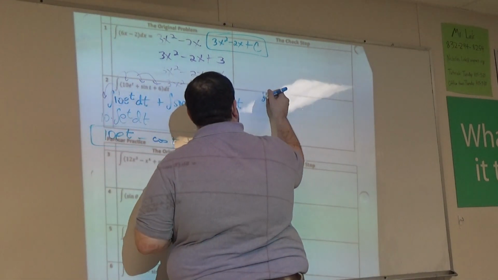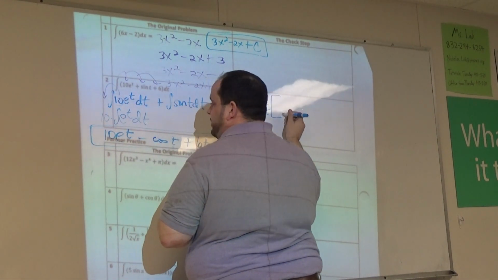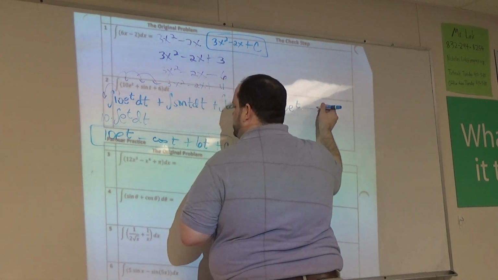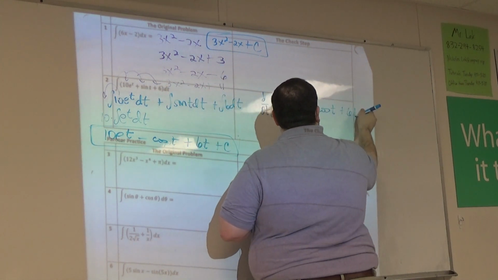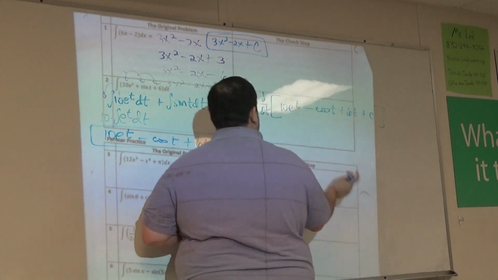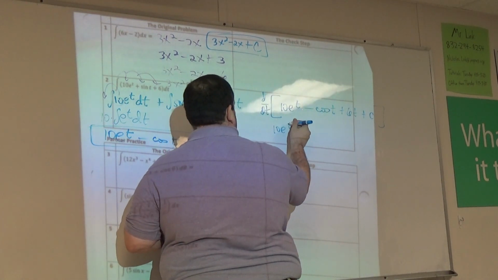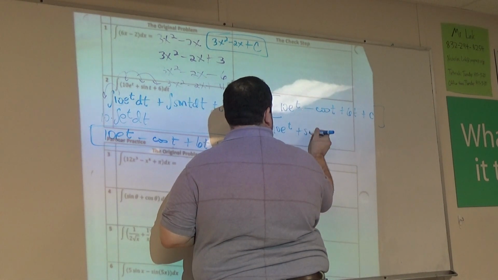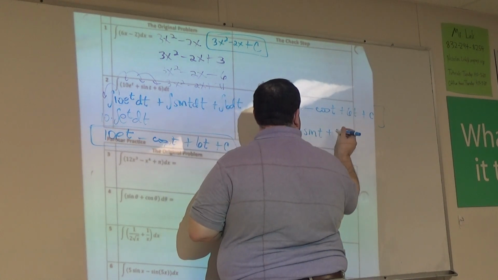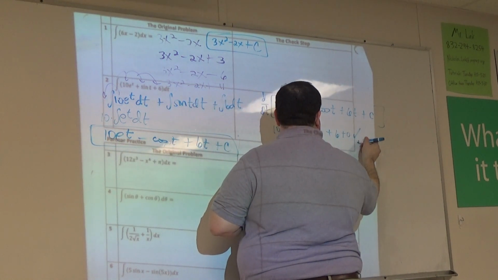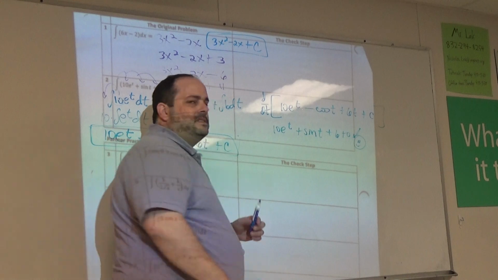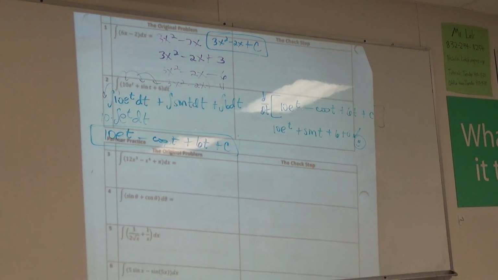I want to see a derivative. Find me the derivative of 10 e to the t minus cosine of t plus 6t plus Charlie. Derivative of 10 e to the t, 10 e to the t. Derivative of negative cosine, positive sine, plus 6 plus 0. Check. Smiley face. The smiley face is optional. The check is not.